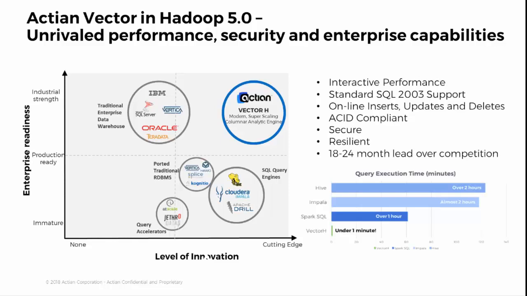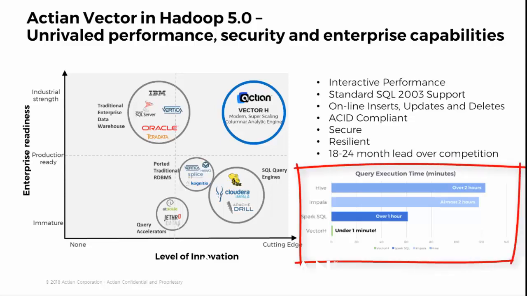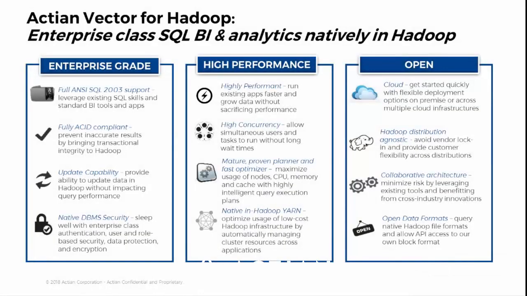So it's really performant. It'll outperform anything in the market. If you look to the bottom right hand corner of the slide, what you'll see is the results of a benchmark that we ran, where we took a set of queries and ran them against Vector, Spark SQL, Impala, and Hive. What you see represented in the graph here is that for Hive, it took over 2 hours to run those queries. For Impala, it took almost 2 hours. For Spark SQL, it was over an hour. And for VectorH, it was under a minute. So blindingly fast.